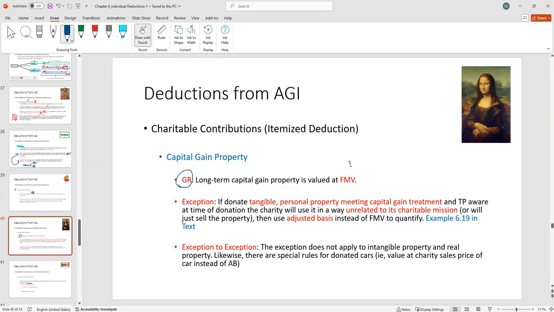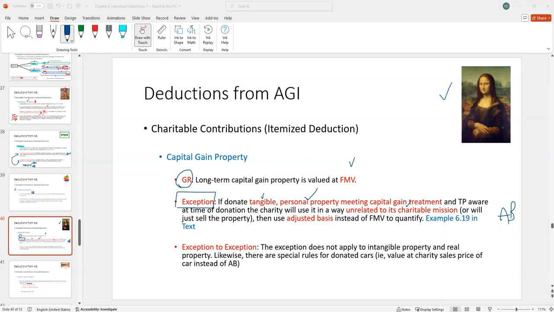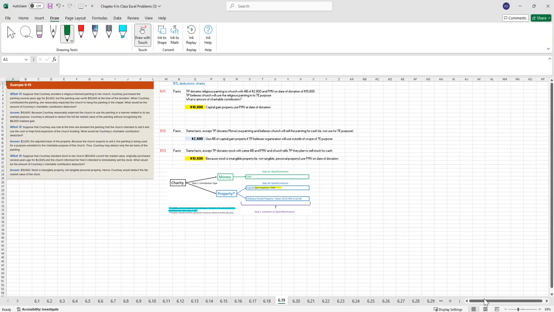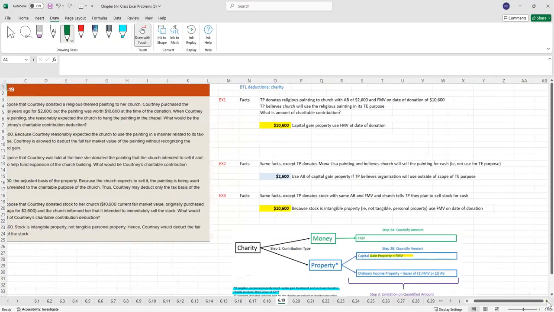So the general rule is fair market value, but the exception is if you donate tangible personal property that's long-term, and we know that the way the charity is going to use it is unrelated to its charitable mission, or they're just going to straight up sell it, then we use the adjusted basis. So let's say we donate a painting to a church. Here we're going to give you kind of the Mona Lisa to the church. They're not going to sell it. How do we value this? So let's look at some examples here.